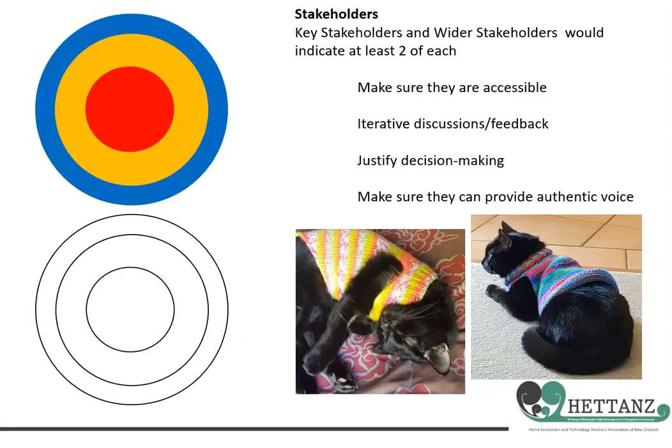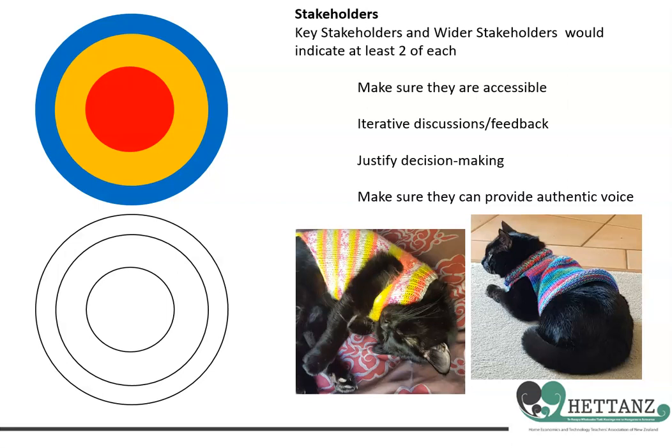An examination of the standard has already told us that there should be at least 2 key stakeholders and at least 2 wider stakeholders. It's also important to make sure that they're accessible to the student, that they are available for iterative discussions or feedback, and that they can help justify decision making. A final consideration is that they can provide authentic voice.